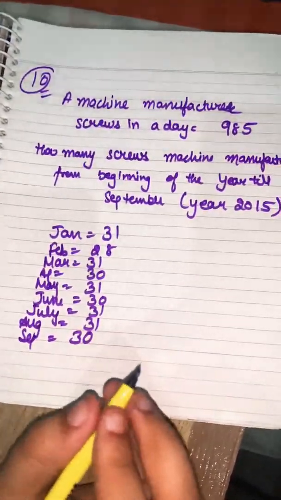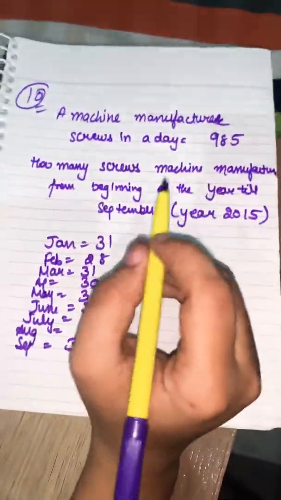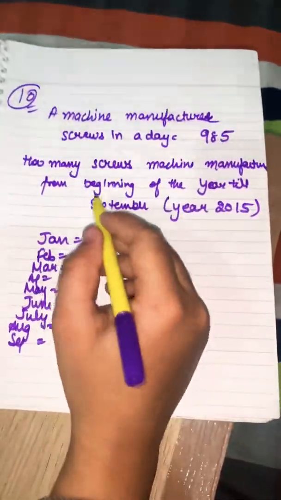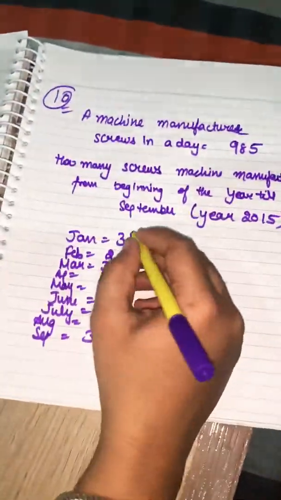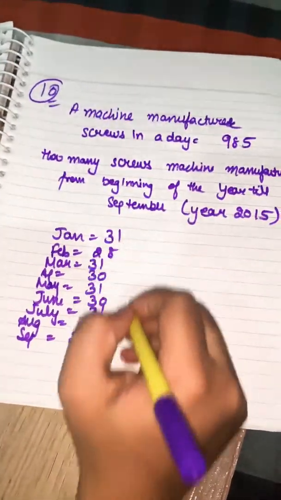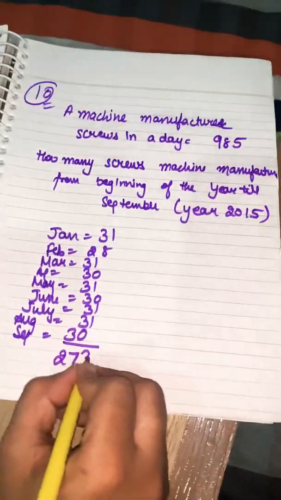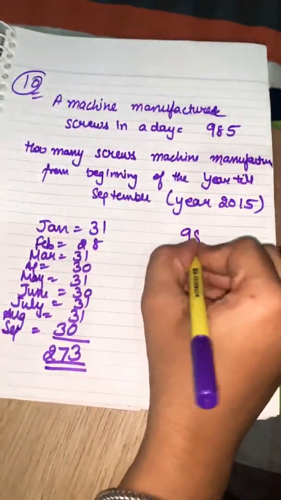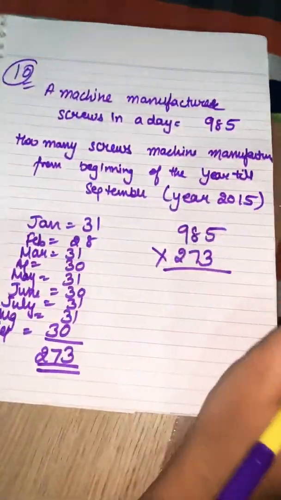As according to the statement, we have to find out how many screws the machine manufactured from the beginning of the year till September. So from January to September in year 2015. So firstly we should add all these days, and we have 273. Now we just simply multiply this 985 by 273, and you do this multiplication by your own.